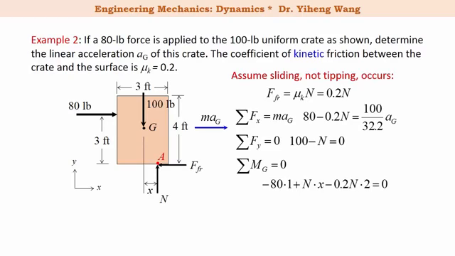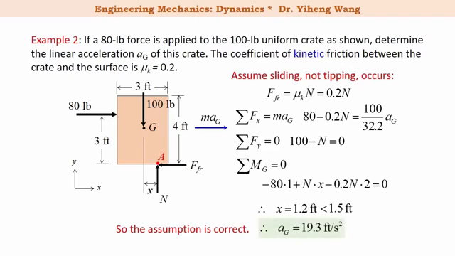We're going to solve for x first. x equals 1.2 feet, which is smaller than 1.5 feet. And this indicates our original assumption is correct. Sliding occurs, tipping over does not. Therefore, we can now solve for our linear acceleration, and that's the answer to this problem.